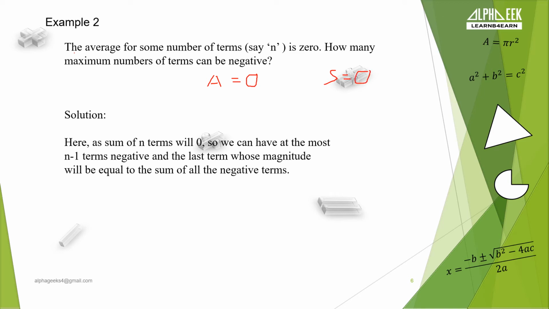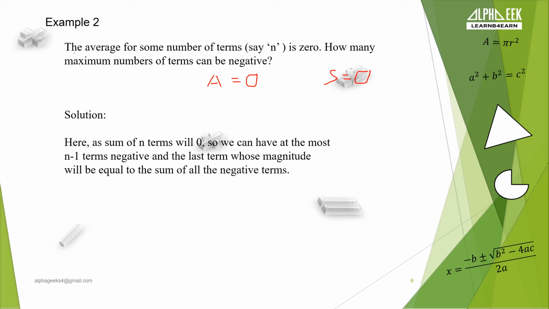How many maximum numbers of terms can be negative? So let's see. The maximum number of terms we have to find which could be negative, and we have been given that there are total n terms, correct? So let's go through the solution. As the sum of n terms will be 0, we can have at most n minus 1 terms negative, and the last term whose magnitude will be equal to the sum of all the negative terms.